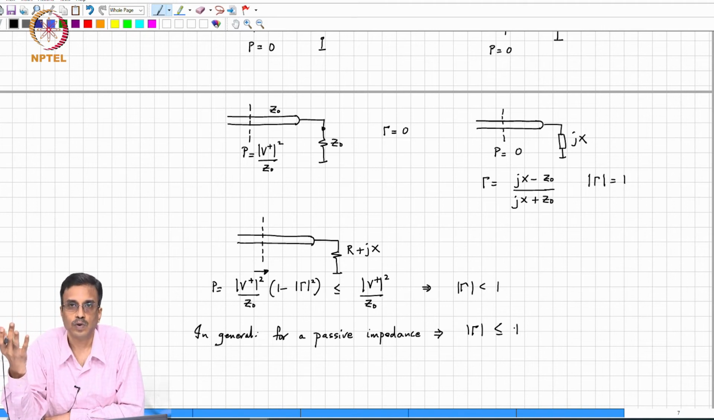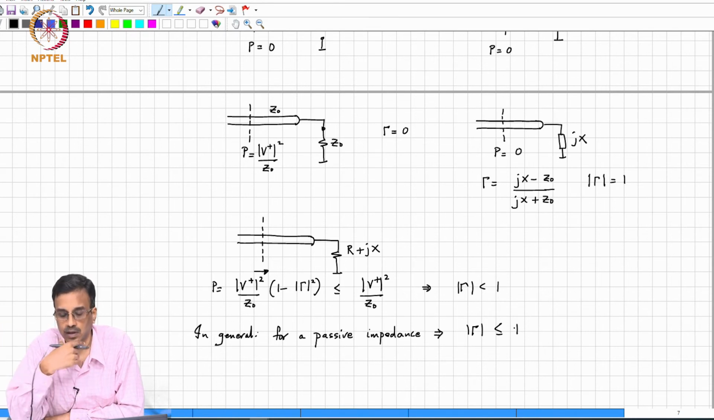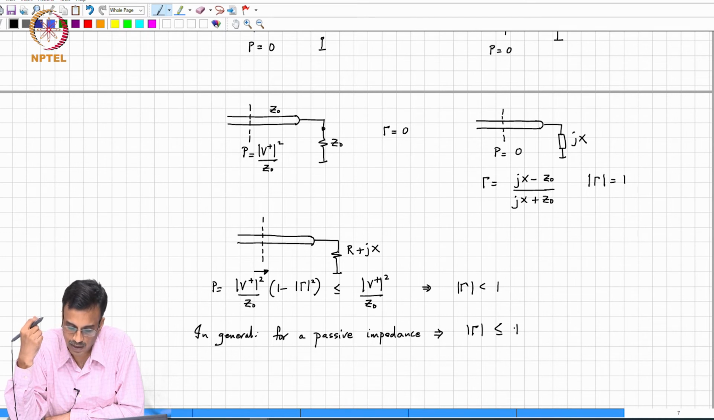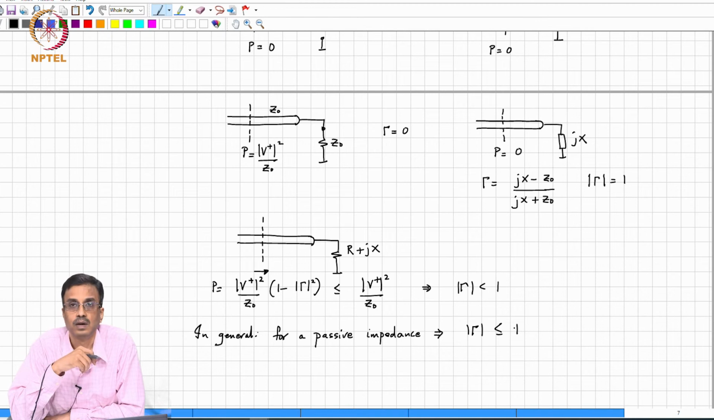A magnitude less than 1 basically means that the terminating impedance has got some resistive part, which is responsible for the dissipation of power.